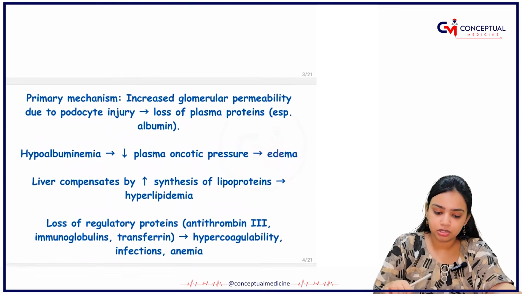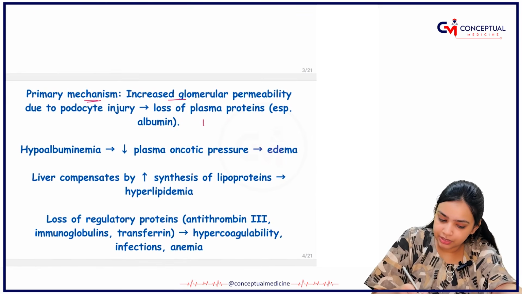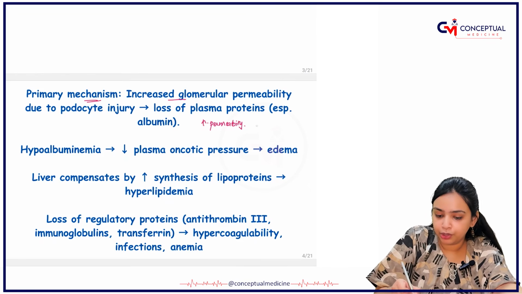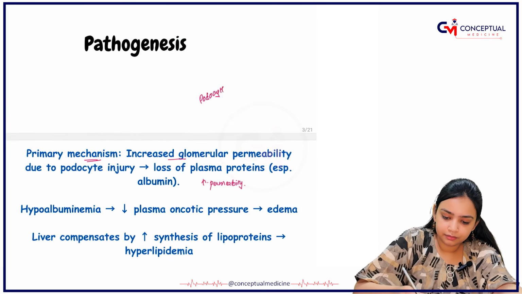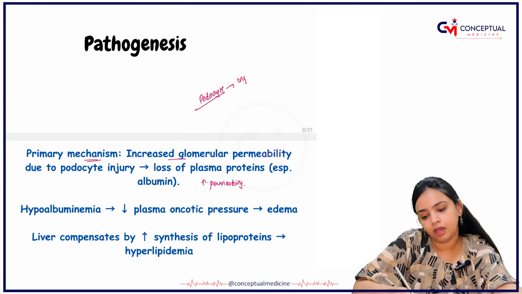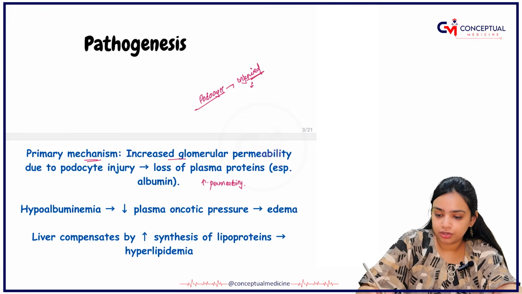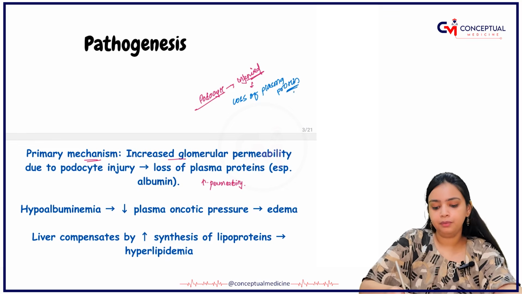Let's see the pathogenesis. In the pathogenesis, you have the primary mechanism in which there is increase in the permeability, due to the podocytes that are getting injured, as a result of which there is loss of plasma protein.